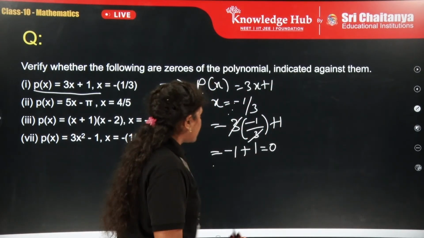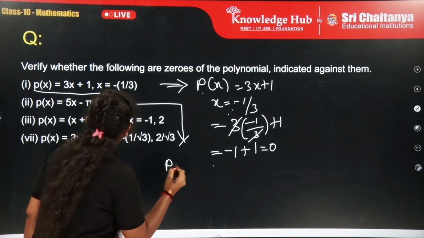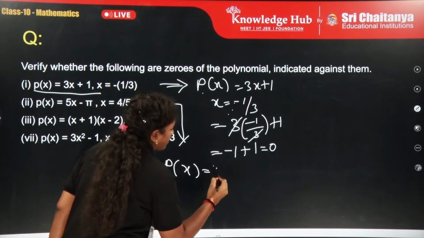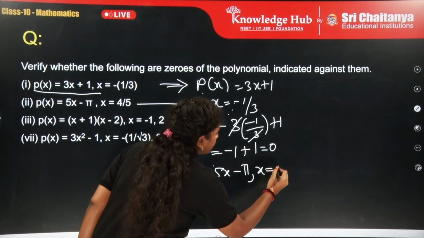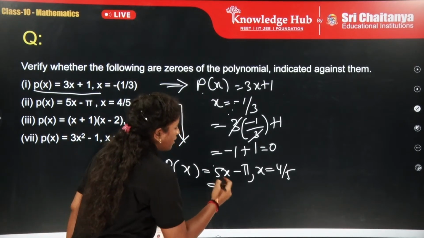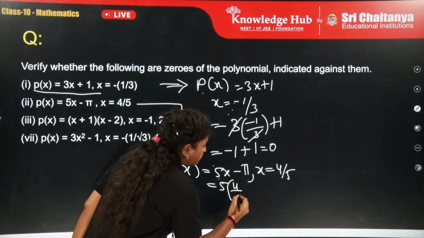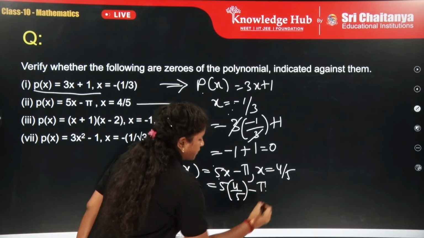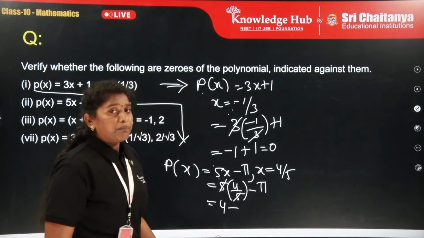Now let's solve the second question. They gave p(x) = 5x - pi, where the x value is 4 by 5. So 5 into 4 by 5 minus pi, which is 4 minus pi after the 5 gets cancelled.